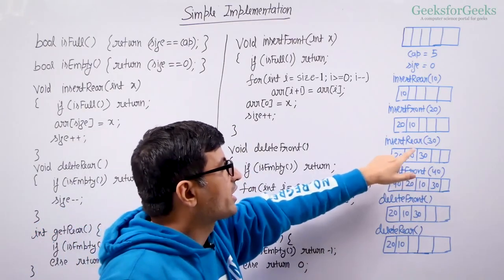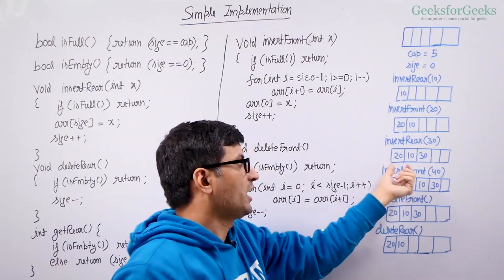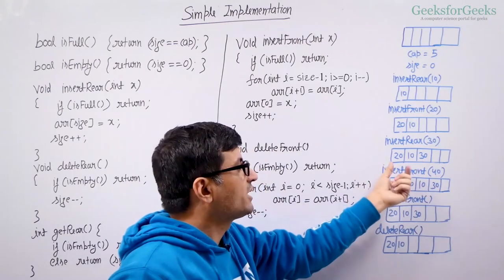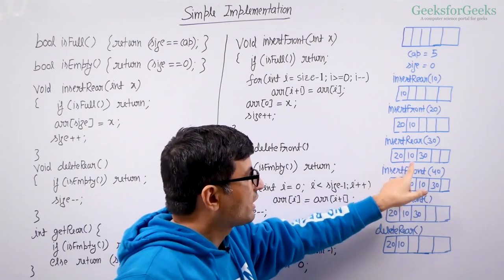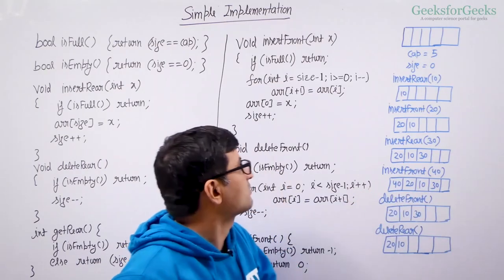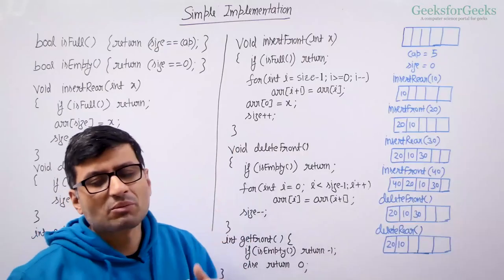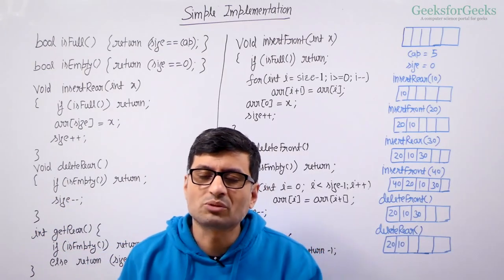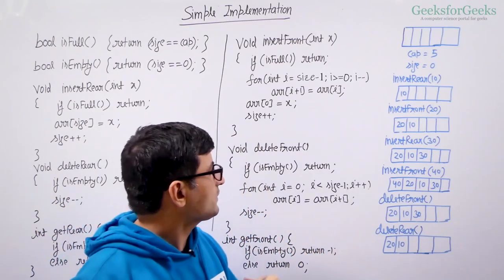Insert rear again is simply going to have this element at size. Size is now 2. So we are going to have the element 30 at index 2, 0, 1, 2. And then we are going to do size plus plus. We do size plus plus in both the inserts and size minus minus in both the deletes.